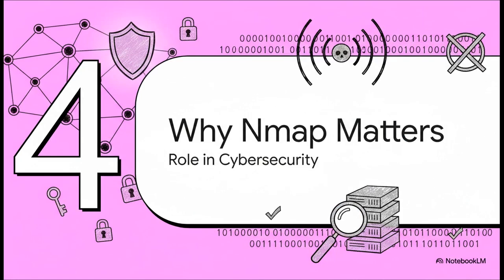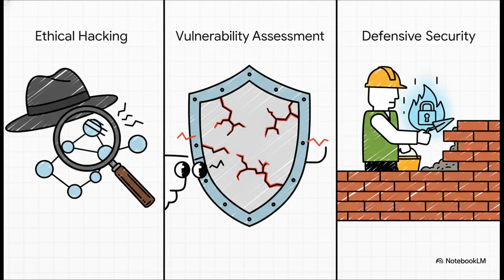Okay, we've talked about the what and the how, but what about the why? Why is this one tool so dominant even after all these years? Let's talk about its massive impact on the world of cybersecurity. You can think of Nmap as a triple threat in the cyber world. For ethical hackers, it's one of the first tools they use to map out a target. For vulnerability assessments, it's used to find weak spots like old software. And for the defenders, the blue teams, it's an amazing tool for auditing their own networks to make sure their defenses are actually working.